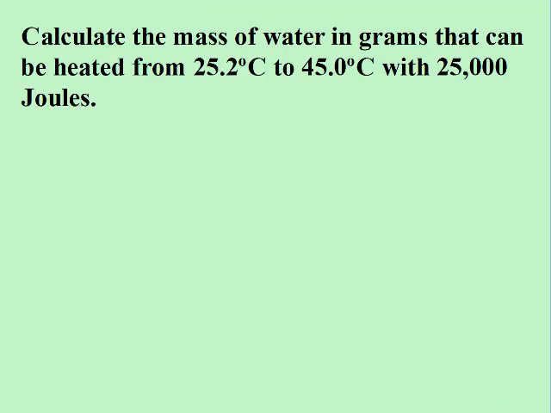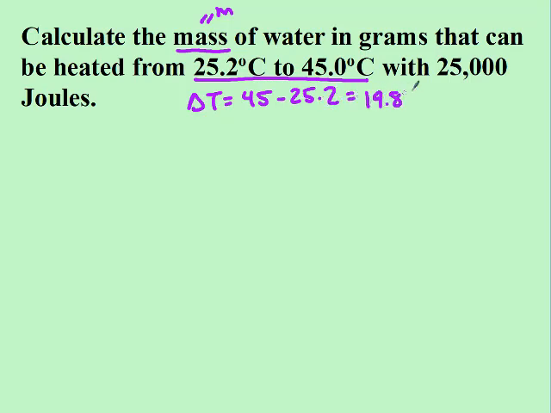Let's look at one more together before you practice. So it says calculate the mass, so I'm looking for M. This I can use for my delta T. So 45 minus 25.2. And then this is joules, so that must equal my Q. I'm looking for my mass.